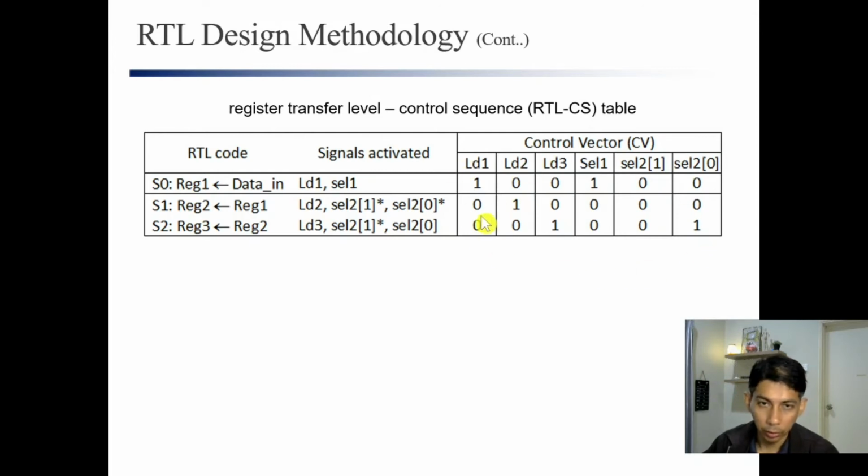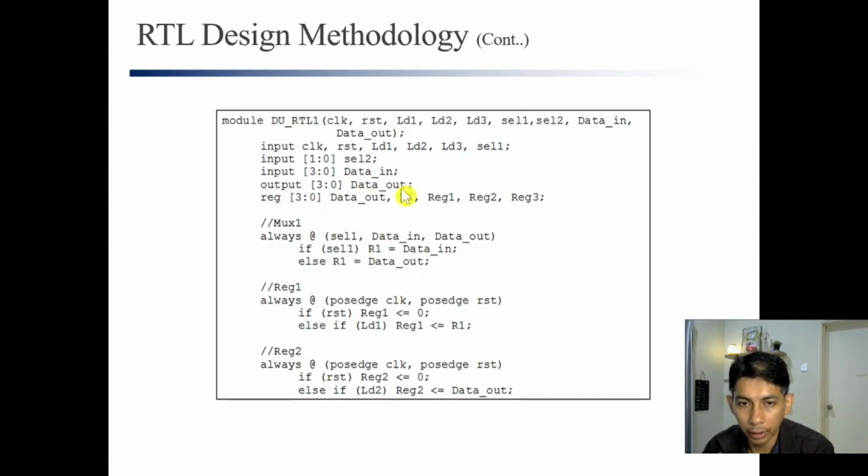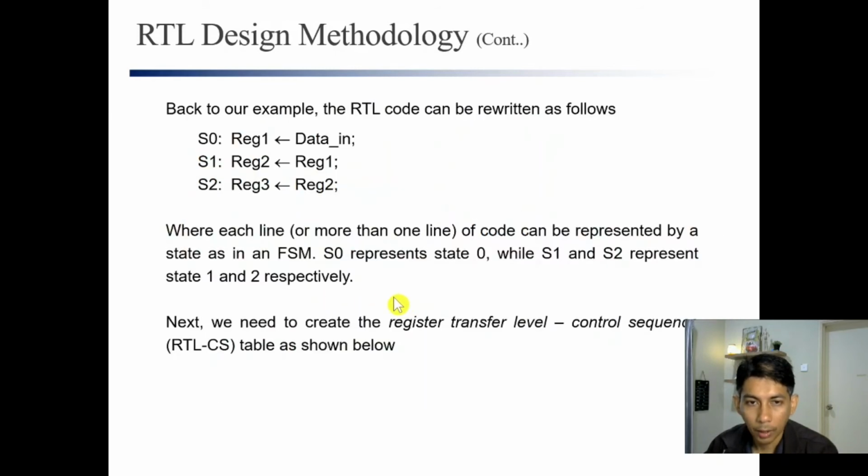Okay, so now we want to write the code for that. Here we have the code example, but I want to show you in Quartus, right? So that we can look at the simulation result, right? Before that, any question? Okay, so if no question, we will look at this.